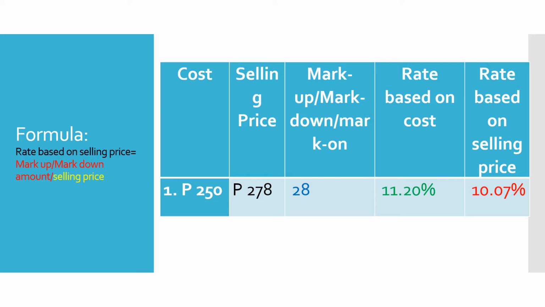Now, what about the rate based on the selling price? Again, markup is divided by the selling price. In this example, we have the markup of 28 and then we have to divide that by the selling price, which is 278. So 28 divided by 278 times 100, you'll get 10.07% as rate for selling price.